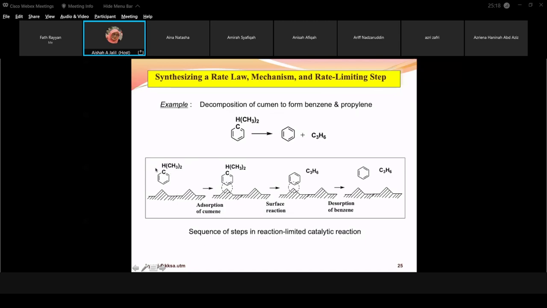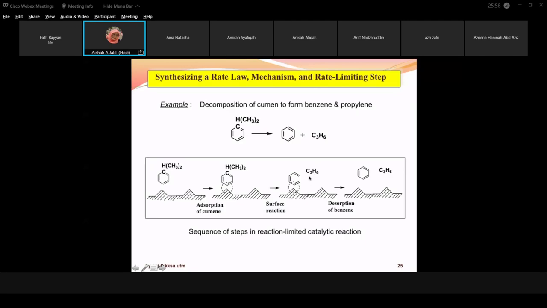So you can imagine the cumene reactant approaching the site and then attaching to the site. We call it adsorption of cumene. When the cumene is adsorbed on the catalyst, the reaction occurs. It becomes a surface reaction because it decomposes into this and this. After attaching, the surface reaction occurs, and then the benzene is still attached and the propylene is here.